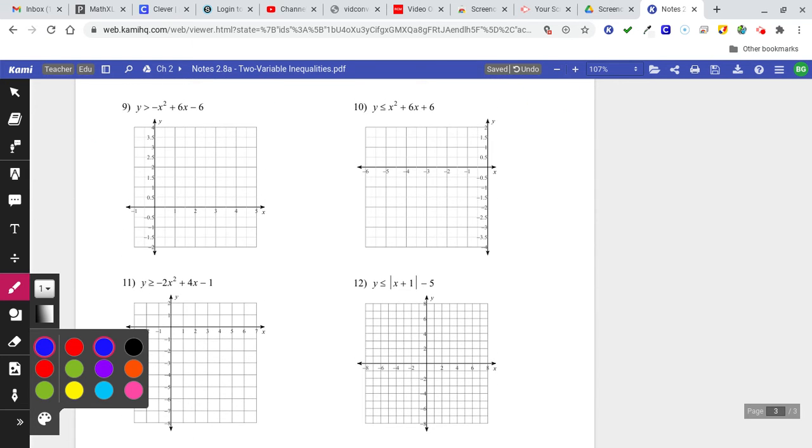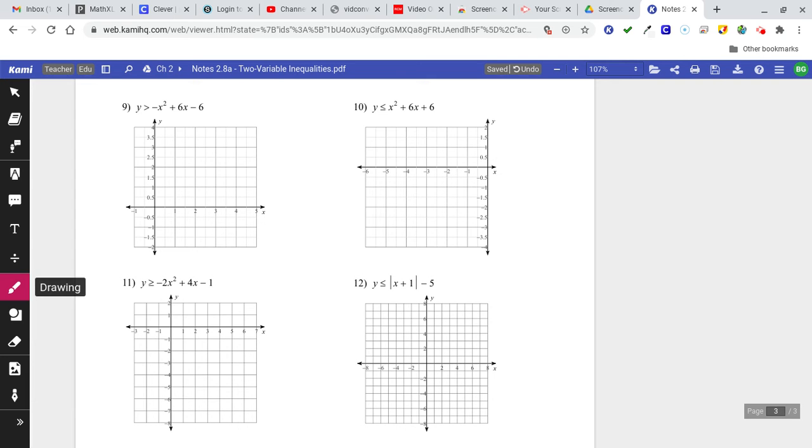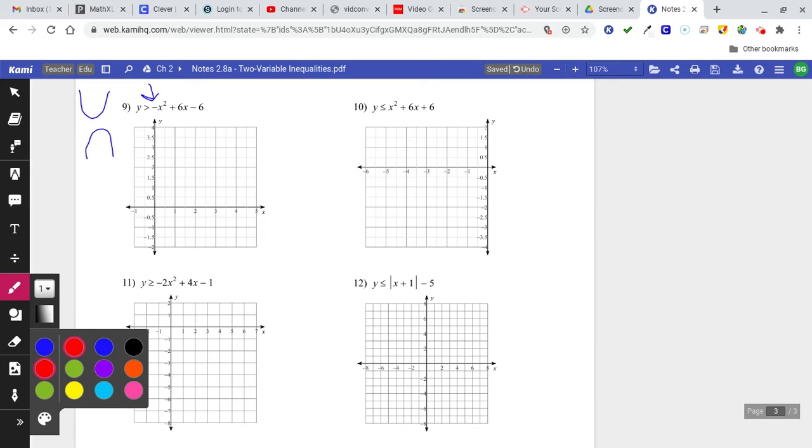Number 9. You should recognize pretty quickly that it's going to be a parabola. You see an x squared. You also see a negative sign, so that means it's going to flip. It's going to be an upside down parabola. But what we really want is to be able to find that vertex. If we can find that vertex, then graphing is going to be easy. So remember our formula, negative b over 2a, comma, something.